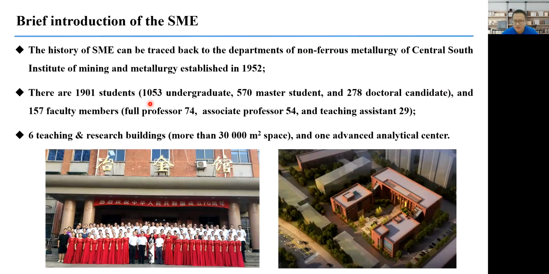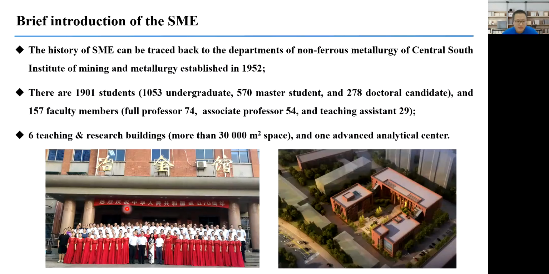We have 1,900 students: 1,000 undergraduate, 570 master, and 278 doctorate candidates. And we have 157 faculty members. For professors, 74, and associate professors 54, and we have some teaching assistants. And we have 6 teaching and research buildings, and in total we have more than 30,000 square meters. Actually, we are quite rich with physical space nowadays. And we are also equipped with one advanced analytical center, and it's updating all the time. And we hope that this can support us in having better teaching and research.